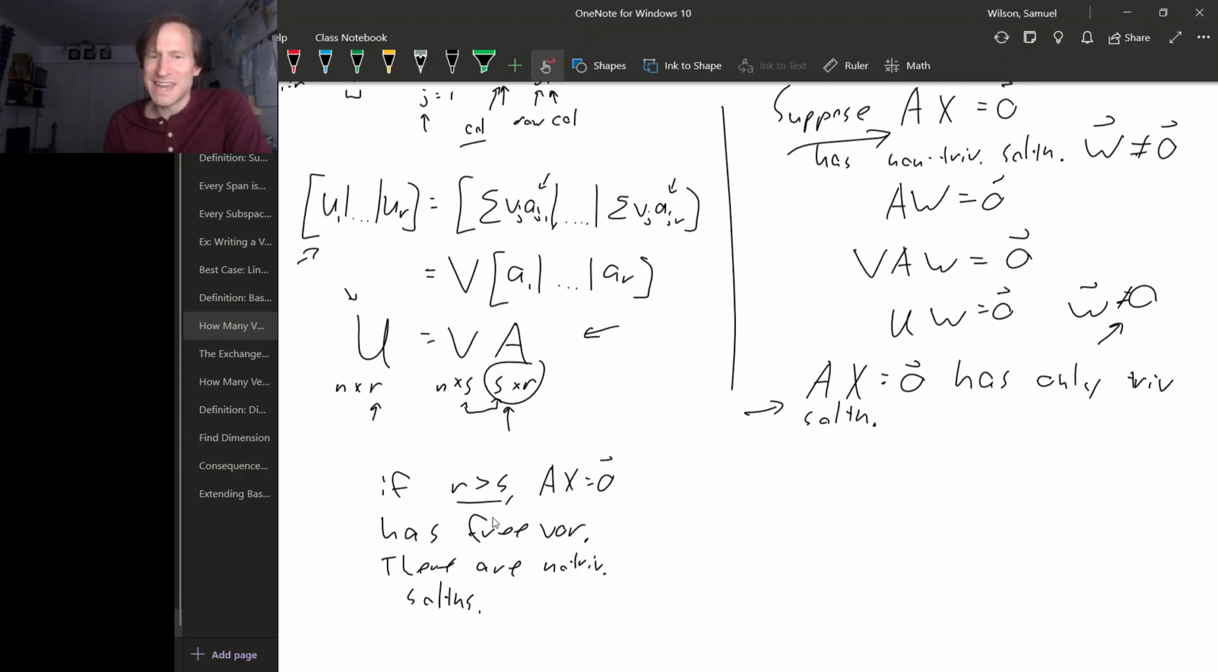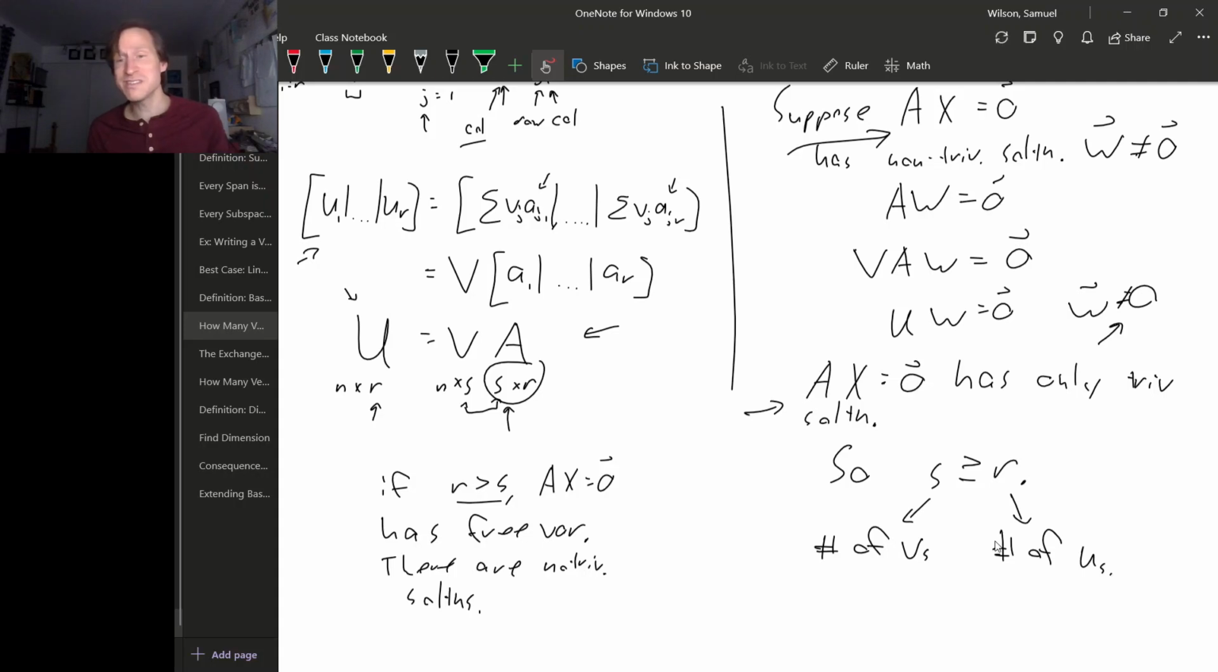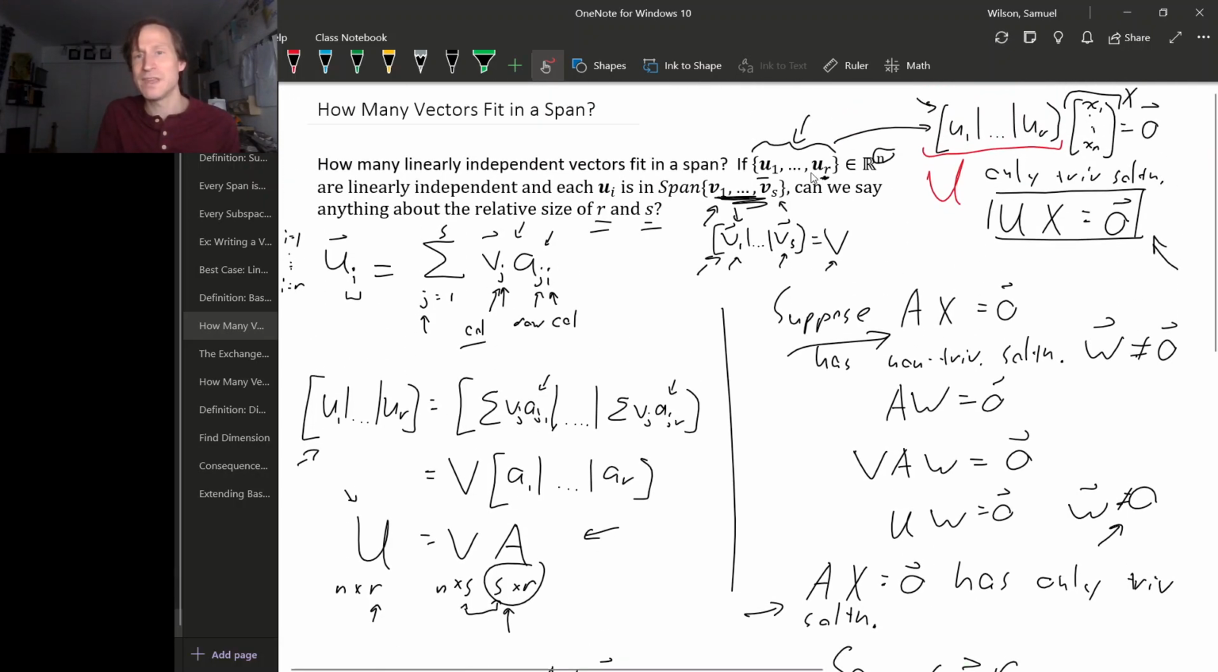But that means that R can't be bigger than S. So S has to be bigger than or equal to r, right? Remember, S was the number of V's, and R was the number of U's. Now this is a surprisingly important result. This is telling us how many linearly independent vectors will fit inside of a span, right? If you have some span, the number of linearly independent vectors that fit inside of there can't be any bigger than the number of vectors you started with.